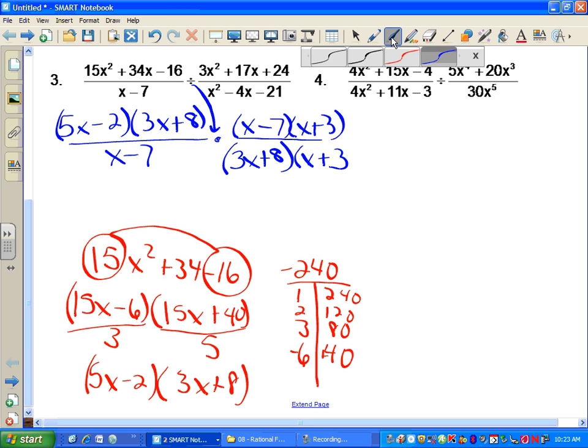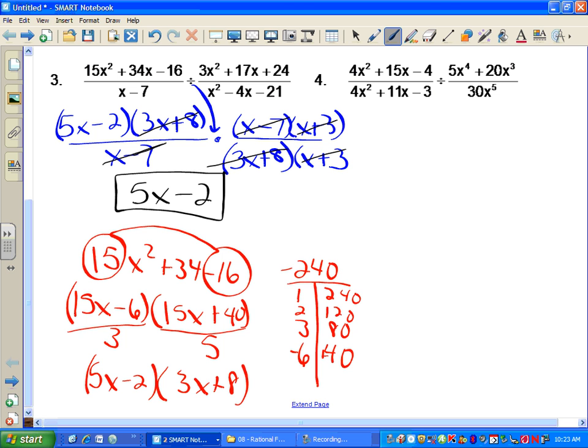Now we're ready to cancel, only after you factor. The 3x plus 8 cancels with 3x plus 8. The x minus 7 cancels. The x plus 3s cancel. And so it looks like my final answer is 5x minus 2.